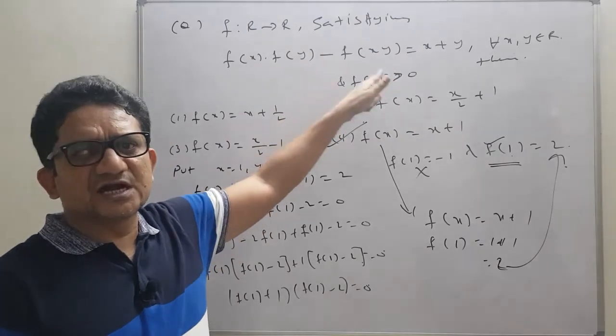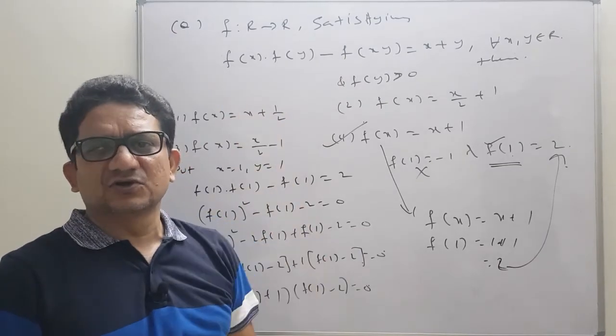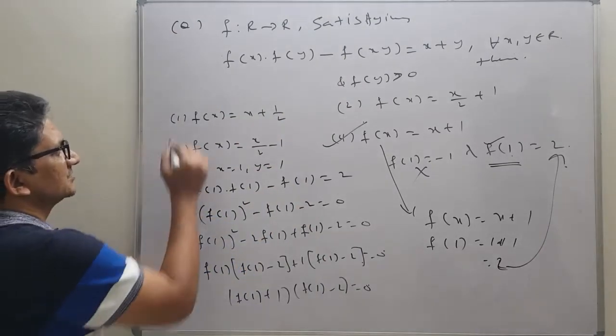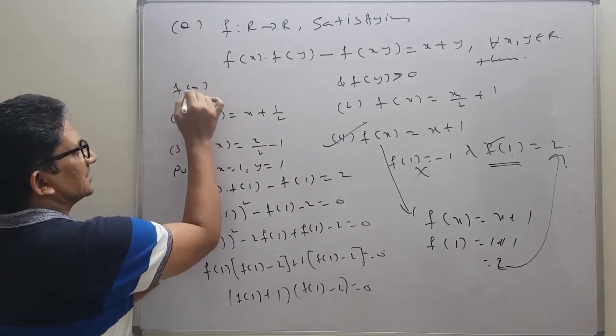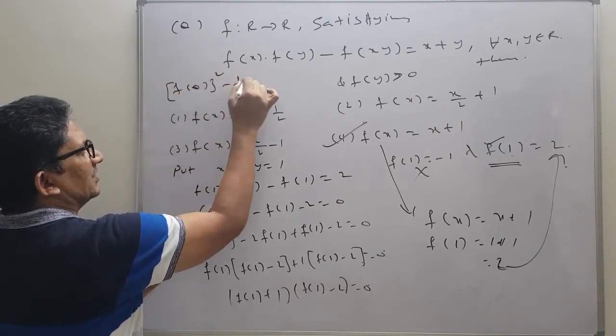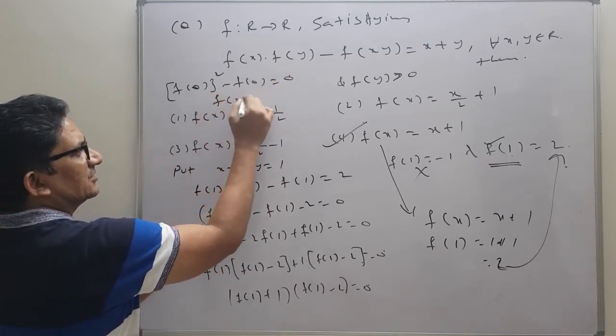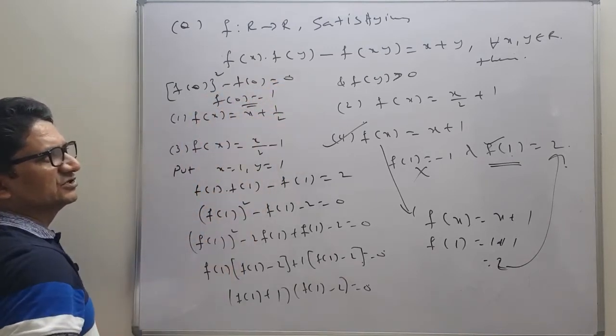F of 0 cannot be equal to 0, then the possibility is what? F of 0 equals 1. So what I am telling in this one: with x equals 0, y equals 0, if we keep f of 0 whole square minus f of 0 equals 0, from this we can take only one value, that is f of 0 equals 1.